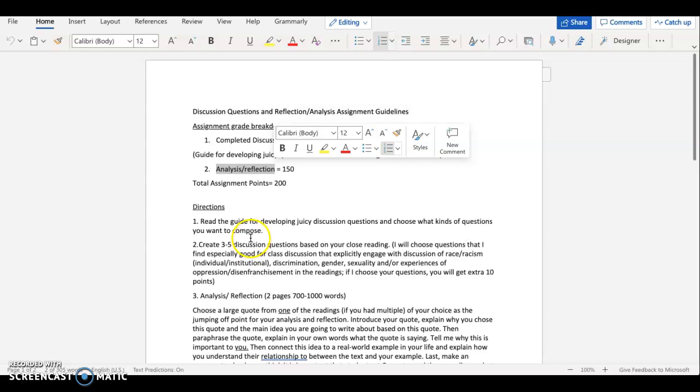So Brooke would use those two texts to create 3 to 5 discussion questions. If I choose your question for class discussion on the Padlet, then you would get an extra 10 points because your question was crafted really well, it was provocative, it gave us a way to discuss a text that I find innovative or creative or useful. So I will give you an extra 10 points.